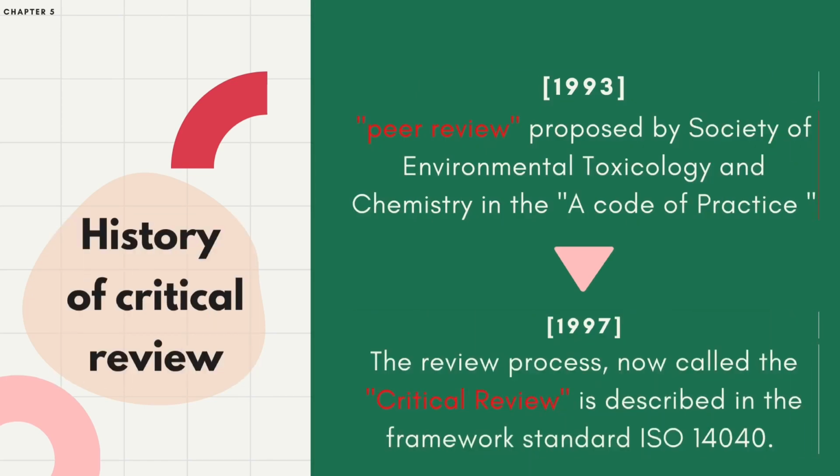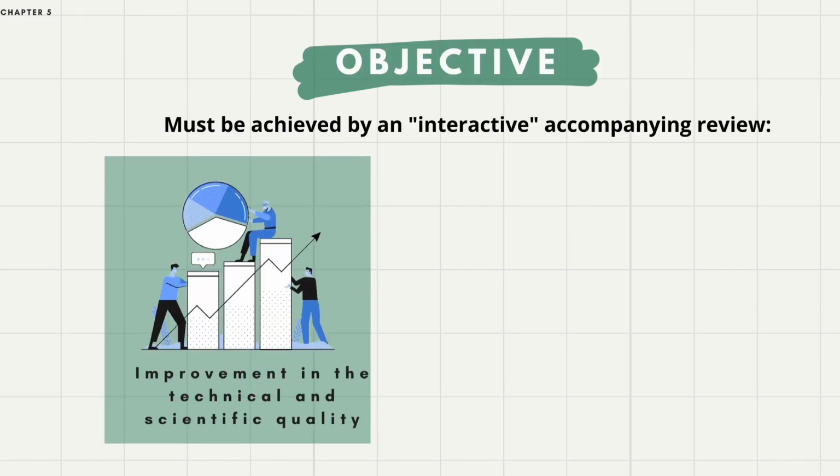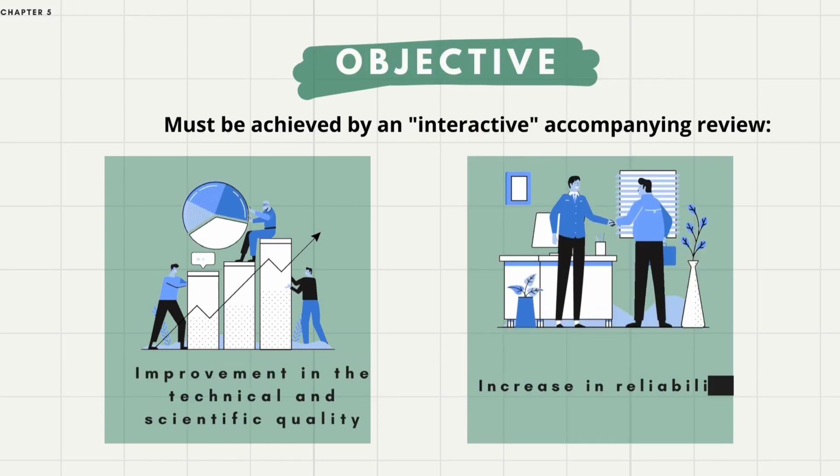Next is the history of critical review. In 1993, a peer review of LCA study was proposed by the Society of Environmental Toxicology and Chemistry in a guideline, a code of practice. However, in 1997, the review process, now called critical review, is described in the framework standard ISO 14040. By an interactive accompanying review, there are two objectives that should be achieved. The first objective is improvement in technical and scientific quality, while the second objective is an increase in reliability.